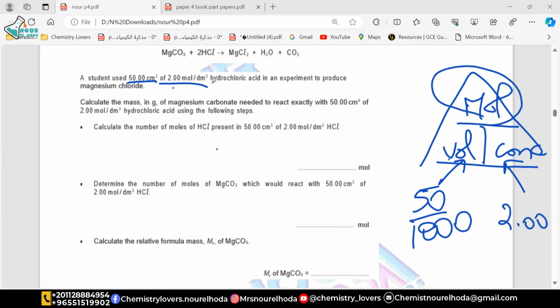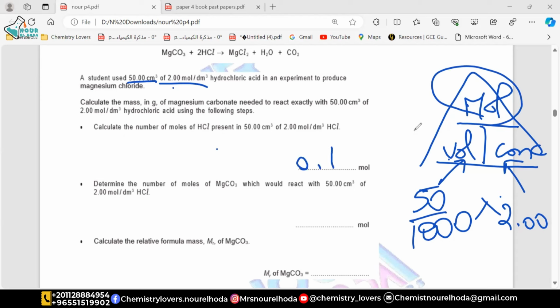Then I need to get the mole. So what should I do? I'll multiply this by this. So what's the number? 0.1. No Yara, take care. We said we need to work in decimeter cube, so we need to divide by 1000. Look, the number turned out totally different. Take care. So I'm going to do 0.1.